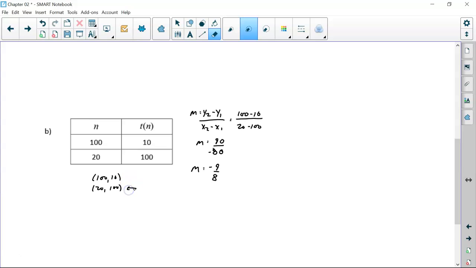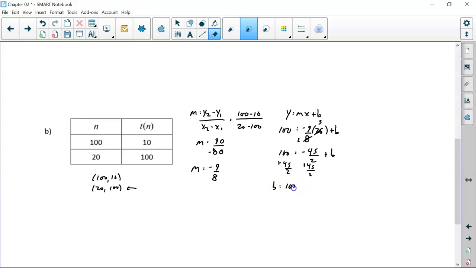We could pick either one of those 2 points. I'm going to pick the bottom one just because I feel like it. y equals mx plus b. So y, 100, equals negative 9/8 times 20 plus b. Now we can reduce before we multiply. The 8 becomes a 2 because it's divisible by 4, and the 20 becomes a 5. So it's negative 45 halves plus b. I'm going to add 45 halves to both sides.